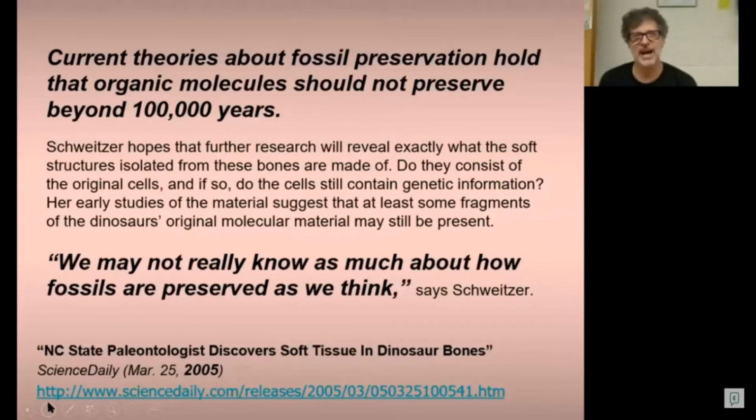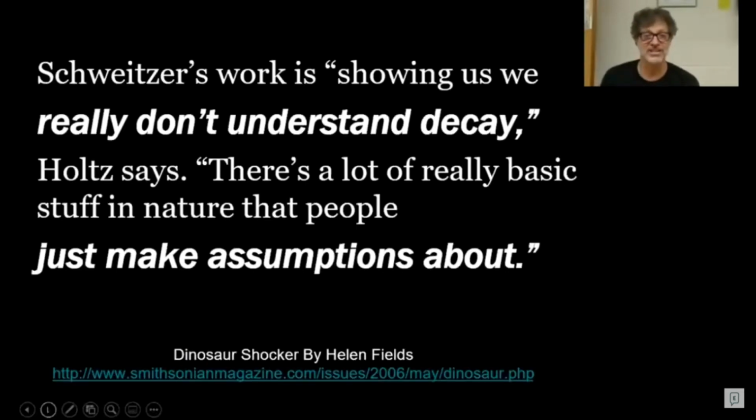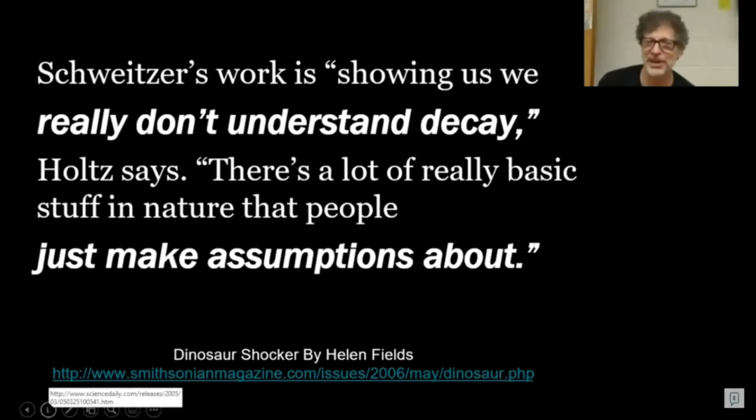The profusion that came out of this was delightful to a creationist. Look at this now. This was an article by Helen Fields in Smithsonian Magazine a year after she made the discovery: Schweitzer's work is showing us we don't really understand decay. So not only did we think we knew how fossils form, we also never really understood how things rot. Wow.